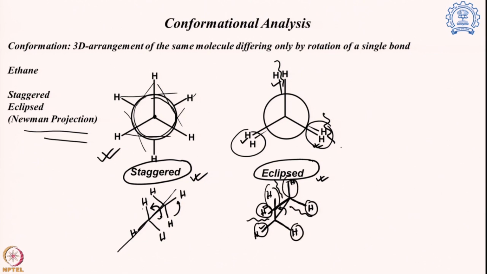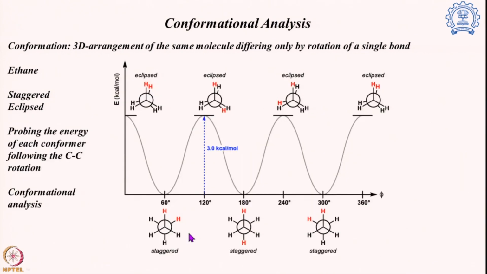So that's why eclipse is going to be destabilized, and the staggered form is the most stable form. The hydrogens are spatially as far as possible, in this 60-degree orientation. Then if I put these different orientations and their energy with respect to the angular rotation of this CC bond, I am going to get this kind of graph. This is where I begin with the eclipse form, so it's higher energy.